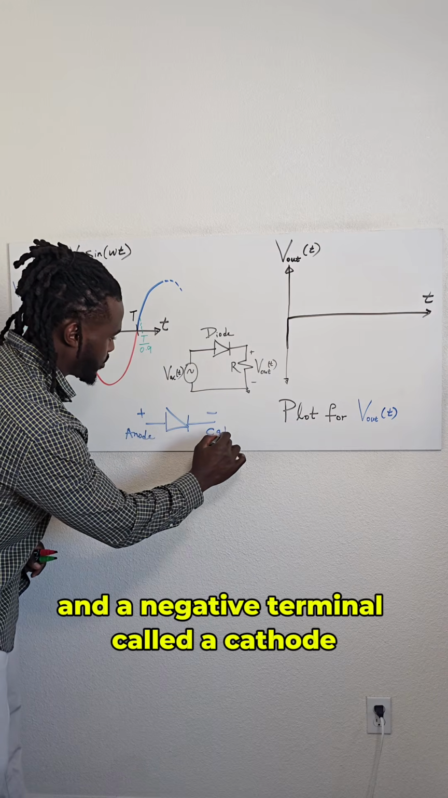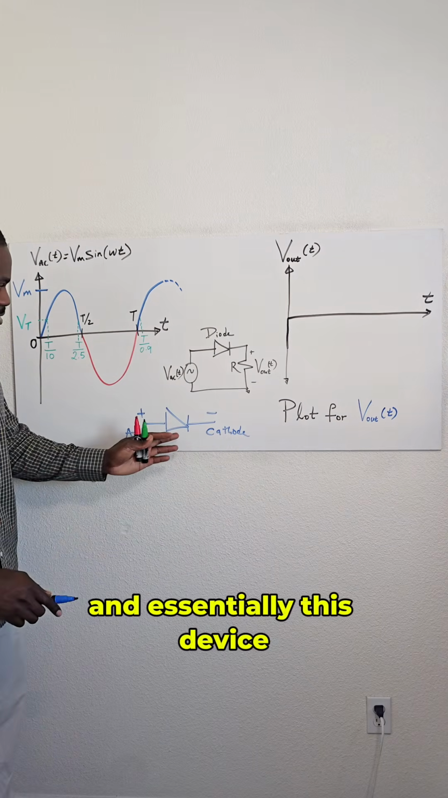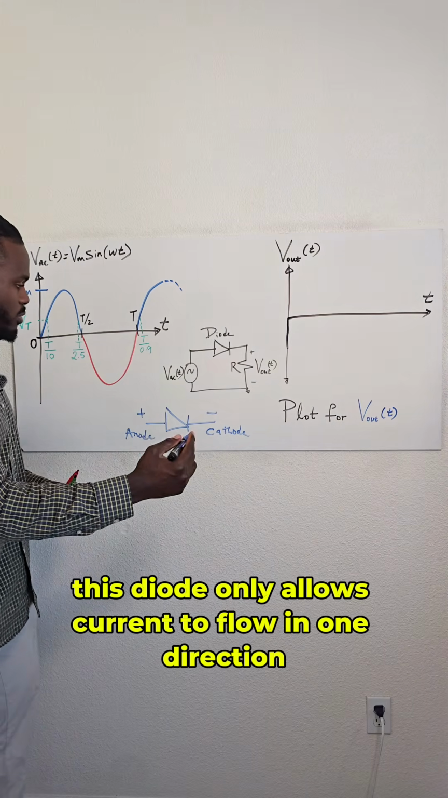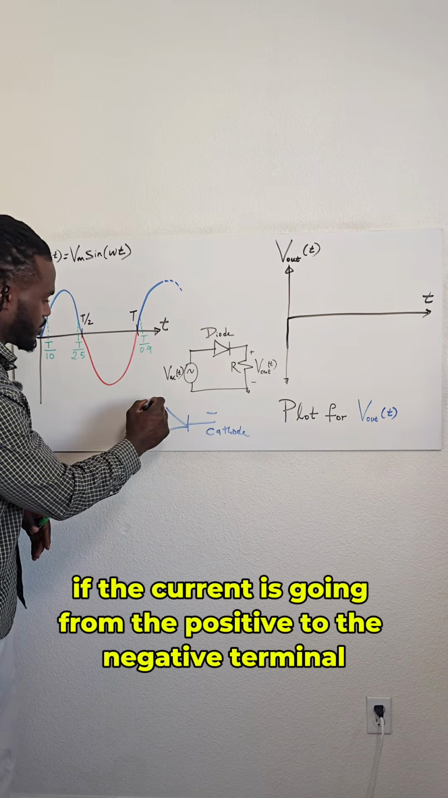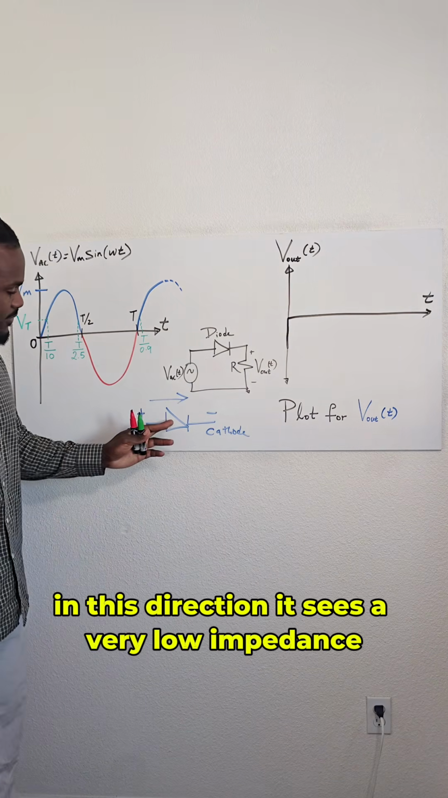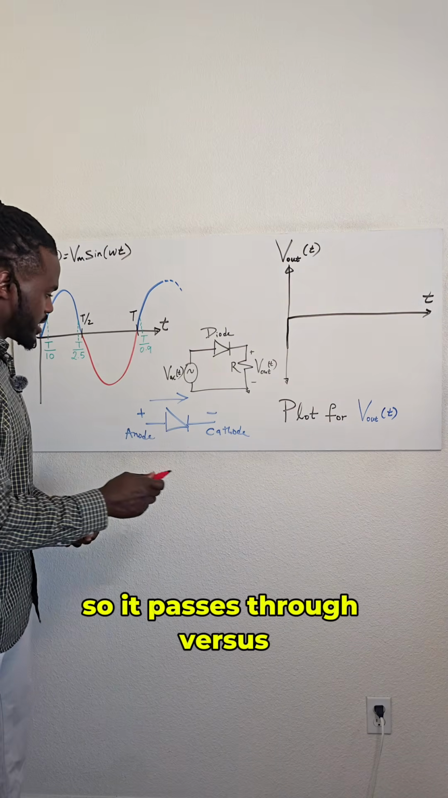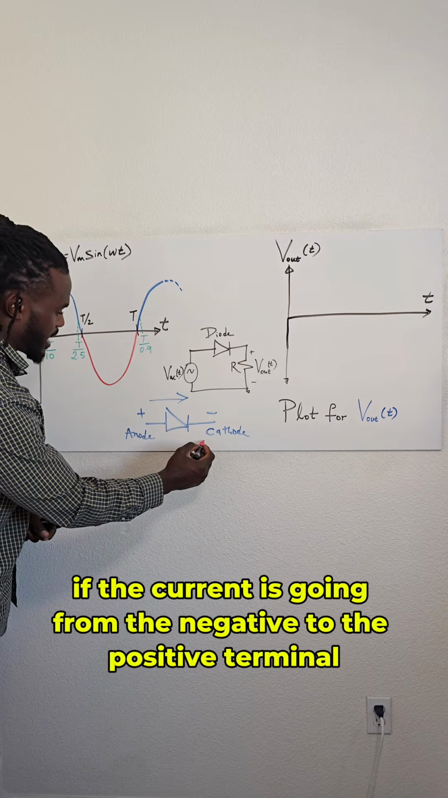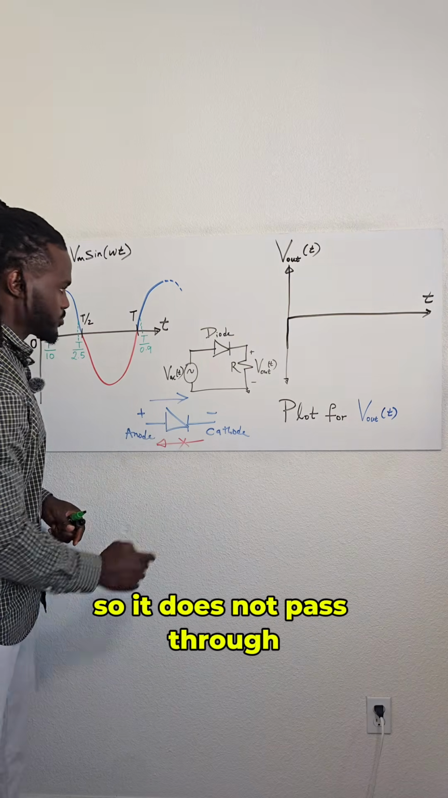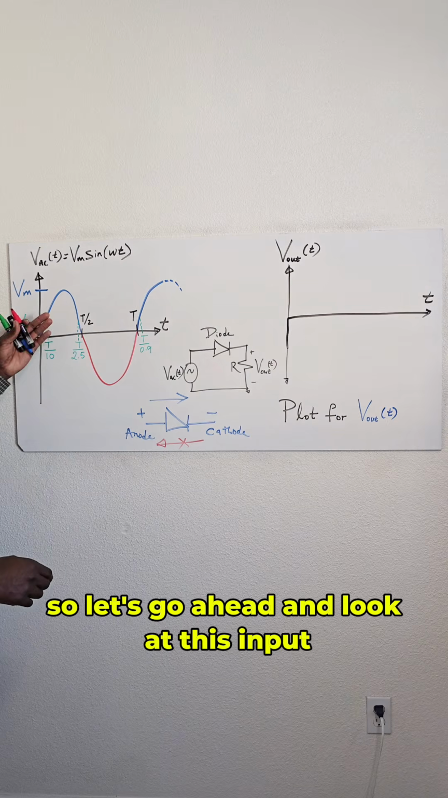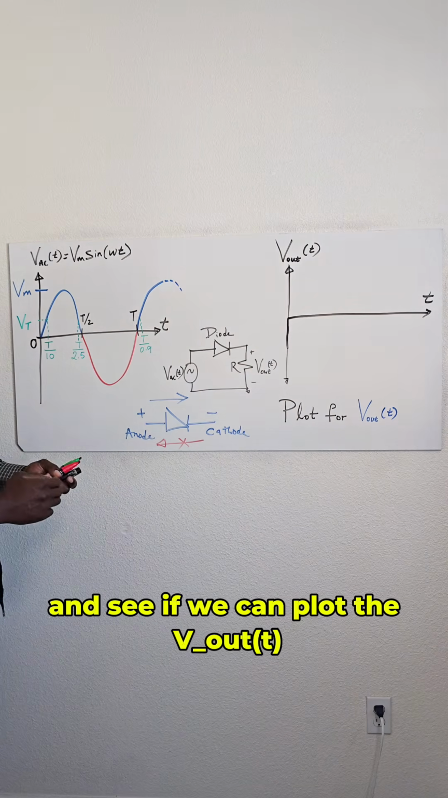terminal called a cathode. And essentially, this diode only allows current to flow in one direction, where if the current is going from the positive to the negative terminal in this direction, it sees a very low impedance, so it passes through, versus if the current is going from the negative to the positive terminal, it sees a very high impedance, so it does not pass through. So let's go ahead and look at this input and see if we can plot the V out of t.